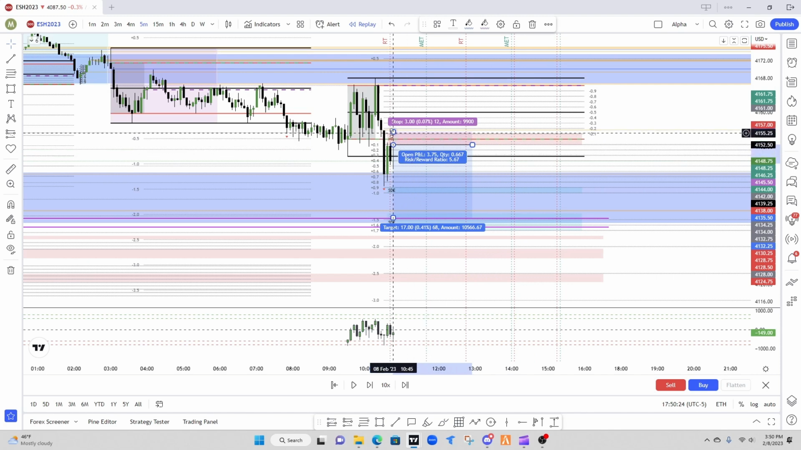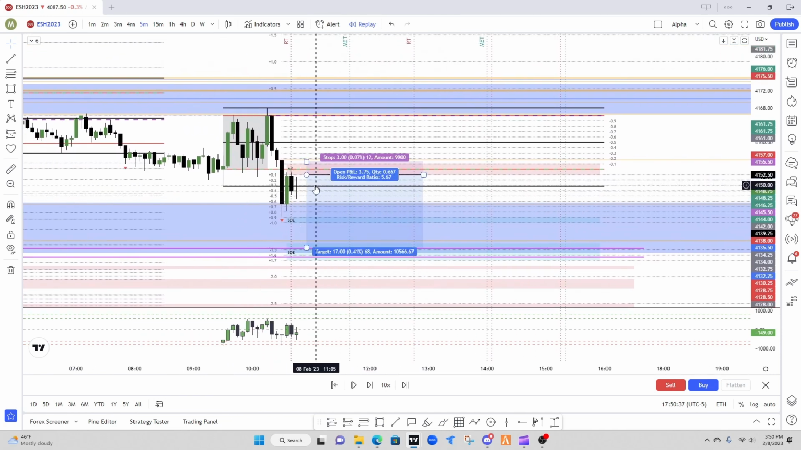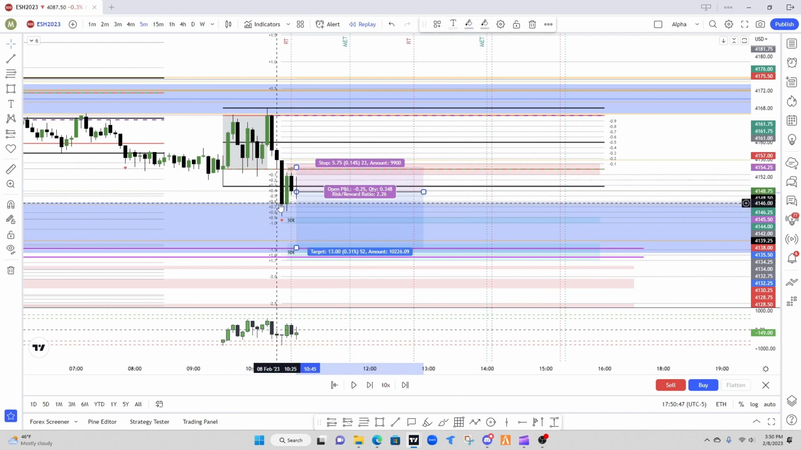But obviously we want to see multiple rejections. We only really saw 2 here. This doesn't really count as much of a rejection other than rejecting off of the DR level here. So I would have entered here, which I did, and I had my stop 2 ticks above since we respected that level and respected our zone here.